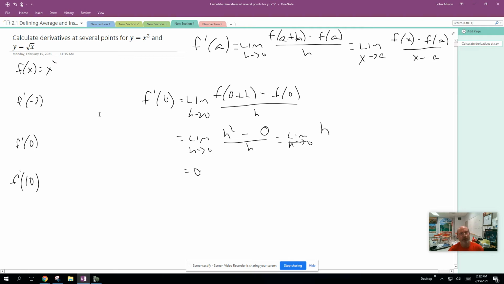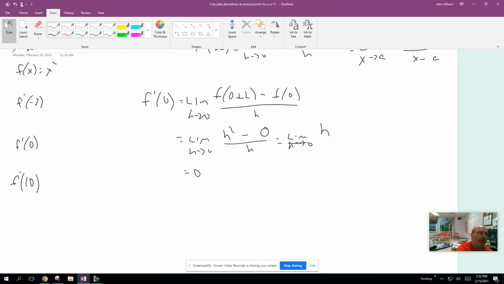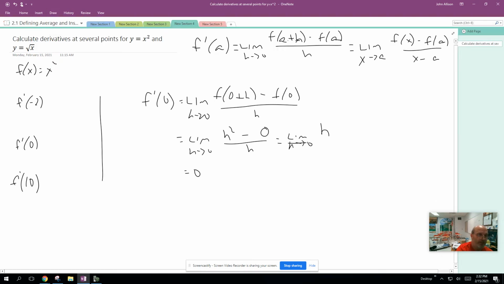And that's true. Remember, we said in one of the other videos that the derivative is the slope of the tangent line. And if you look at the graph of y equals x squared at 0, the tangent line is the x-axis. It's a horizontal line, so it has slope 0. So it makes perfect sense that f prime at x equals 0 is 0.